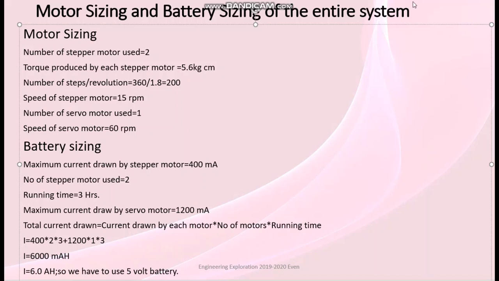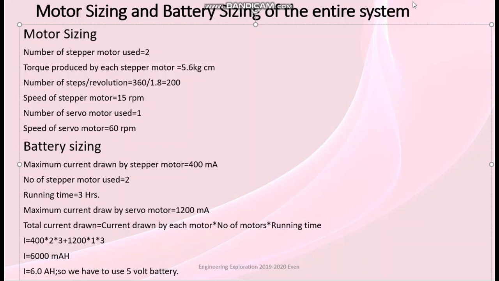So, motor sizing and battery sizing of the entire system, that is the drawing board. Firstly, motor sizing. Number of stepper motors used is 2. Torque produced by each stepper motor is 5.6 kg/cm and number of steps per revolution is 200. Speed of the stepper motor is 15 rpm. Number of servo motors used is 1. Speed of the servo motor is 60 rpm.